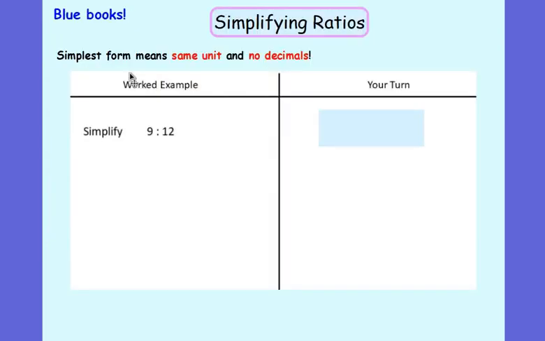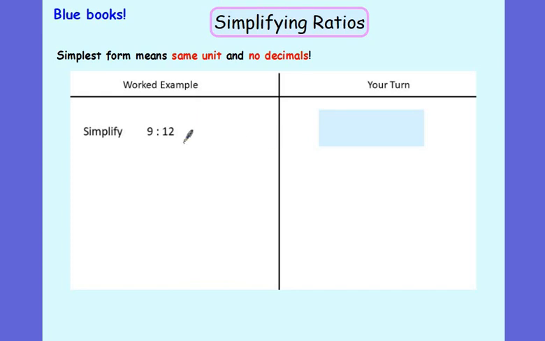So dark blue books out for me, Year 8. Can I have the title Simplifying Ratios? And underneath, can you write the sentence, simplest form means same unit and no decimals. When you've got that written down, can you pause the video to write that down, and then I'm going to go through an example.